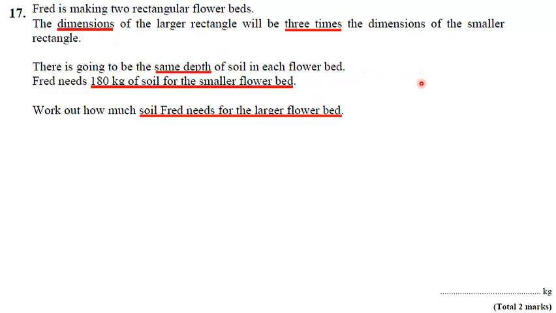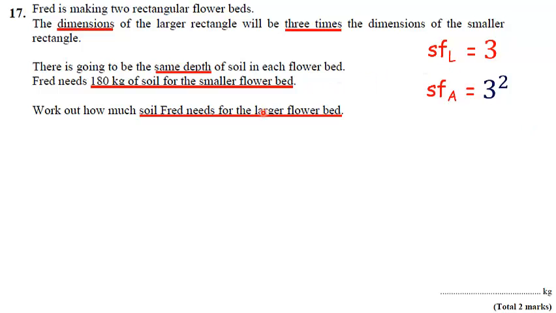So the scale factor of length is going to be 3. They've told us that the dimensions of the larger one is 3 times the dimensions of the smaller one. So the scale factor of area is going to be 3 squared. Look at the question, work out how much soil Fred needs for the larger flower bed. So if for the smaller one he needs 180 kilograms, for the larger one he needs 3 squared times that, because their area is similar.